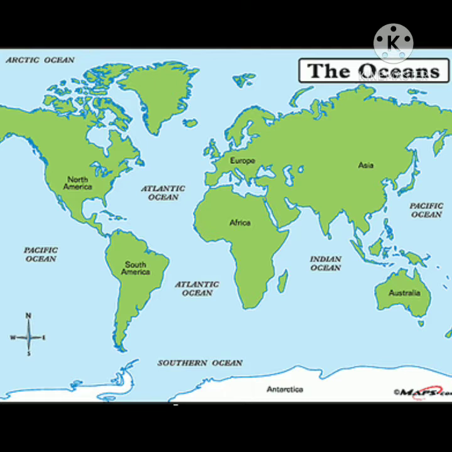The oceans are bodies of salt water. We have 5 oceans in our world. They are the Pacific Ocean, the Atlantic Ocean, Indian Ocean, Arctic Ocean, and the Southern Ocean or Antarctic Ocean. The largest and deepest ocean in the world is the Pacific Ocean, covering one-third of the Earth's surface. This is followed by the Atlantic Ocean and the Indian Ocean in order of size.